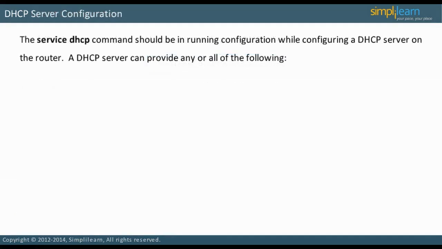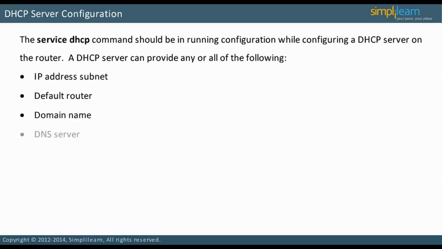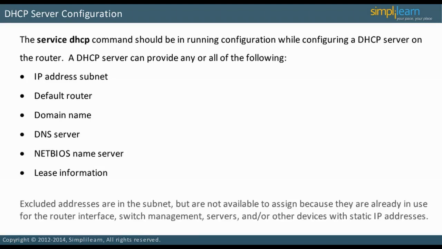To configure a DHCP server on the router, ensure that the service dhcp command is in the running configuration. This is the default configuration. A DHCP server provides more than IP addresses. It can provide any or all of the following: IP address subnet, default router, domain name, DNS server, NetBIOS name server, and/or lease information. The client leases an address from the server. The lease is valid for a limited period of time.